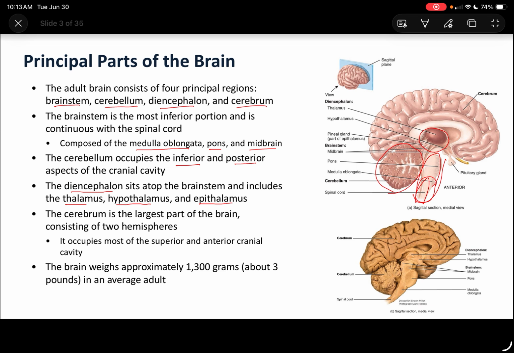And then last but not least, we have the largest portion of the brain, which is the cerebrum. This is made of two hemispheres, the right and the left hemisphere. It takes up the majority of the space within the cranial cavity and sits superiorly and anteriorly within that cranial cavity. Now, the average adult brain weighs approximately 1,300 grams, about 3 pounds, although I am quite certain that there are some people who have less than that. But anyhow, that is about the average size.